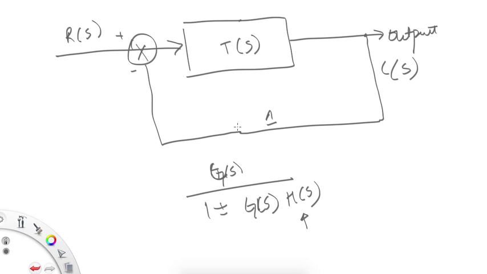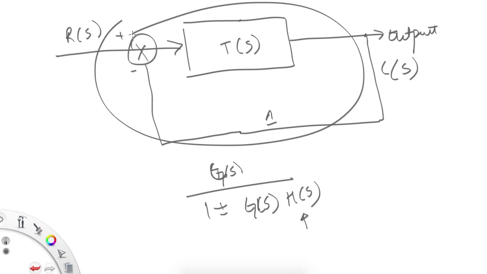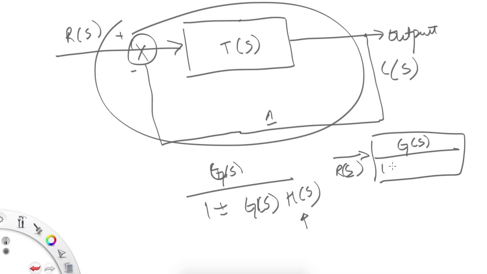So you can pretty much write this system over here as R of S and just one block, and that block is going to look something like this: 1 plus minus G of S, H of S, and in this case H of S is equal to 1 because we are just taking 1 back here. Now I'll get rid of this and let's move forward.